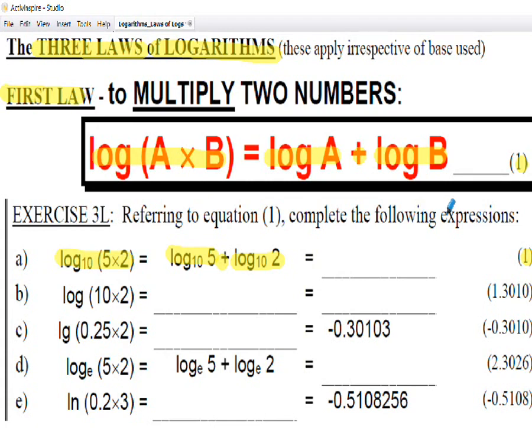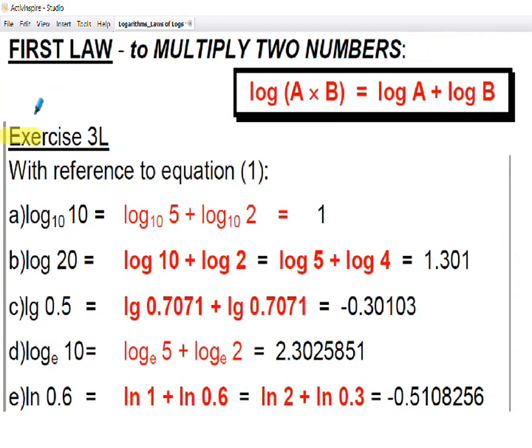You might want to fill in the rest of the table and try and use the first law of logarithms here. Notice in this instance here and here the natural logs are used, but the laws of logs apply to all bases. Here's a solution to exercise 3L if you want to see the breakdown in the way we apply the first law. Notice in this particular case I'm just showing two ways of saying the same thing. Log of 10 plus log of 2 is the same as log of 5 plus log of 4. We get the same answer. We're still applying the first law here.